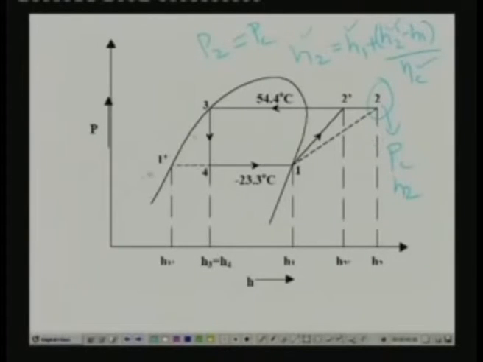Now, coming back to point 4. Point 4 is nothing but the saturated liquid at evaporator temperature.